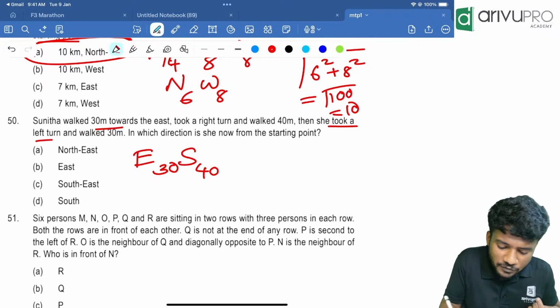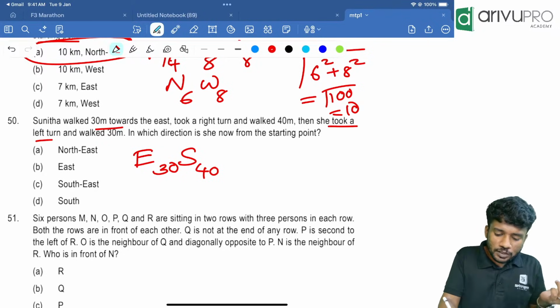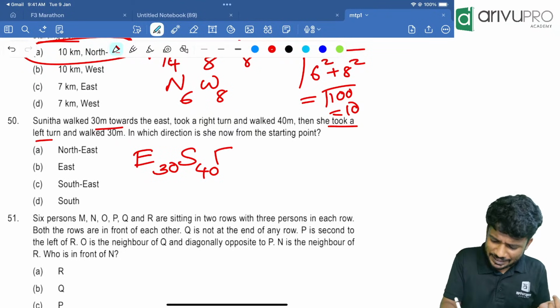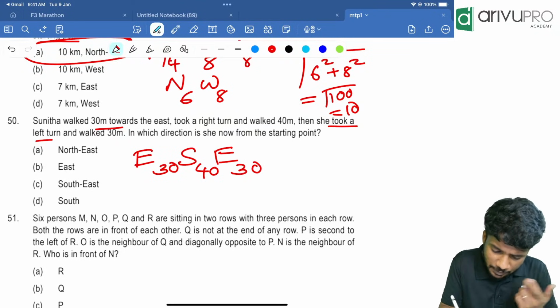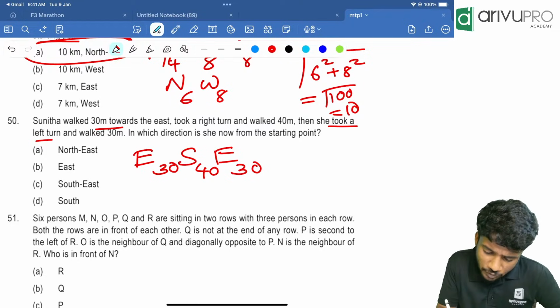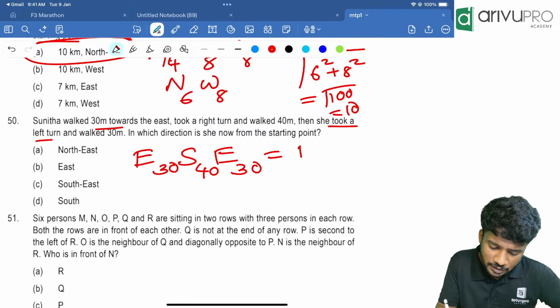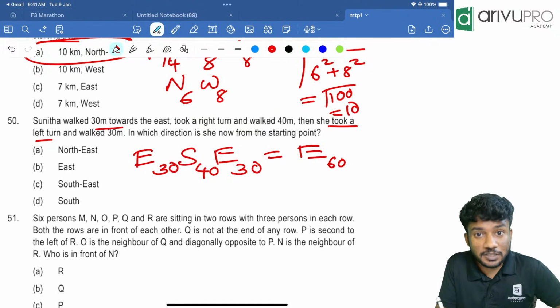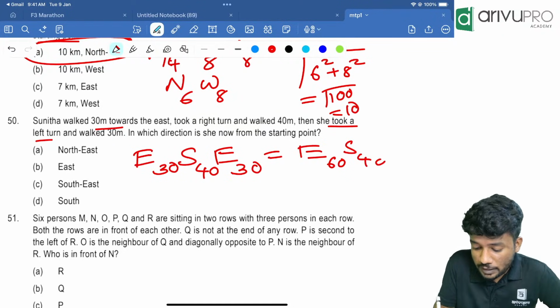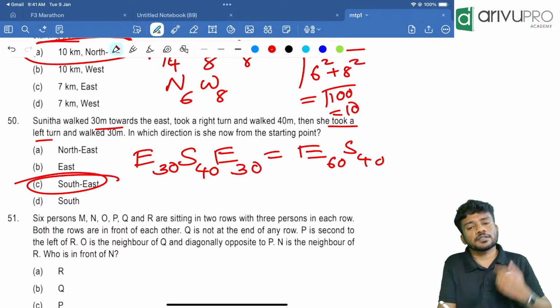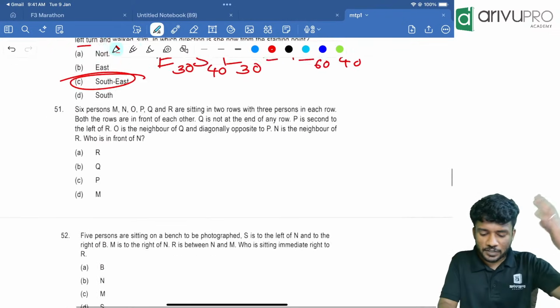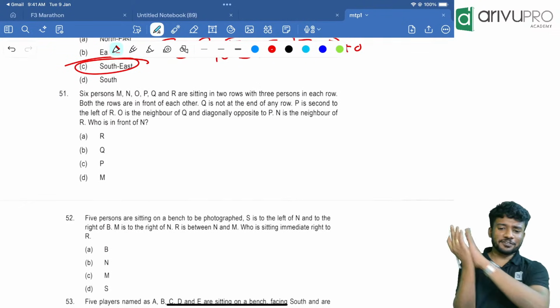Then she took a left turn. Left of south is what? Left of south is east again. That is how much? 30 meter. In which direction is she now from the starting point? That is nothing but east 60. 30 plus 30 is how much? 60. Then south 40. So southeast is your answer. Option C is your answer. Good. Very easy question. I hope that everyone got it.